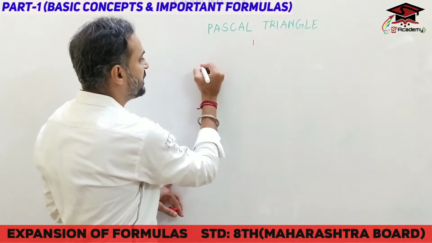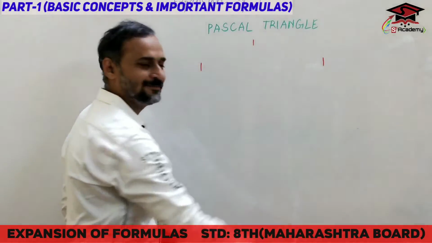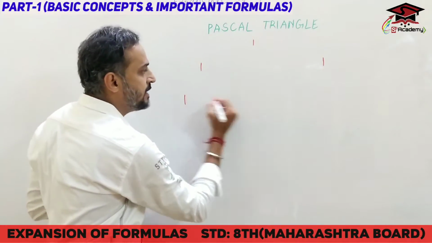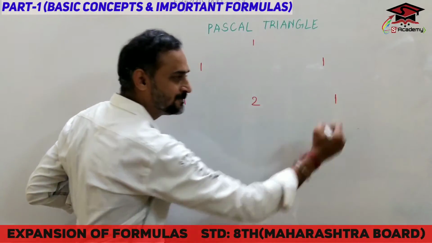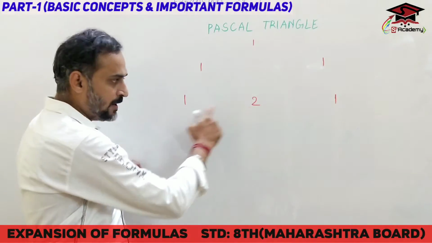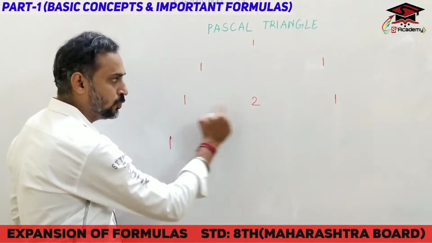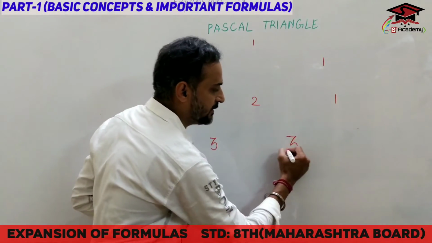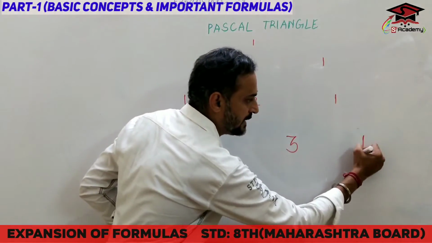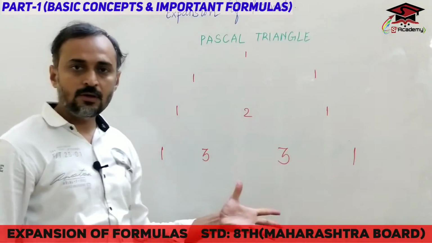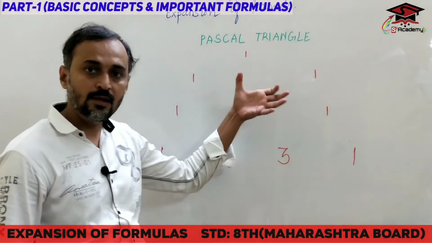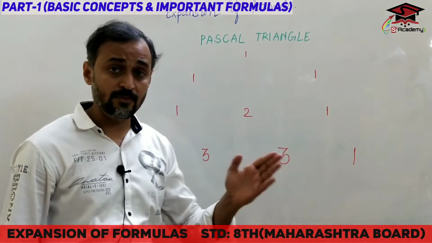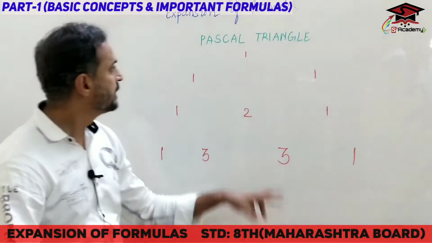Okay, I'll take 1 over here and 1 over here. 1 plus 1 is 2, so let me consider 1, 2 and 1. Okay, 2 plus 1 is 3, I'll take it over here. 2 plus 1 is 3, I'll take the 3 over here. And the last 1 I'll consider over here. We're going to learn Pascal's triangle in the expansion of formula method, where it will be easy to understand the formula and how it has been derived.